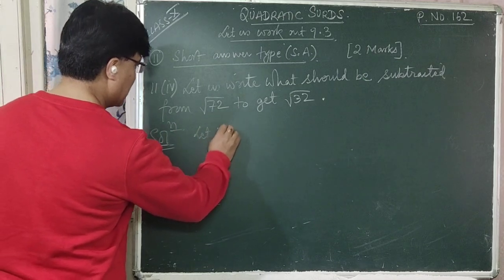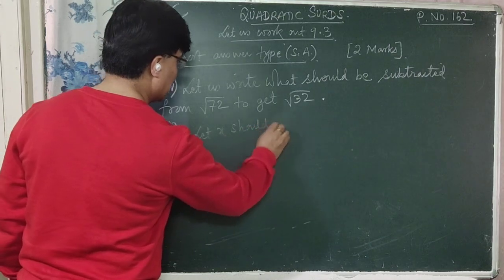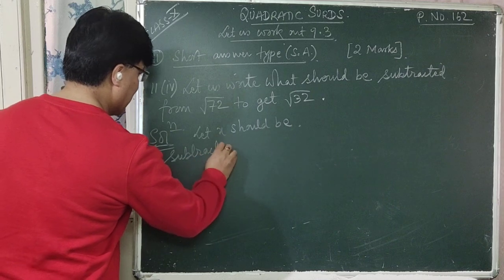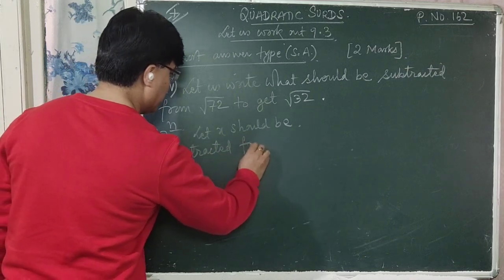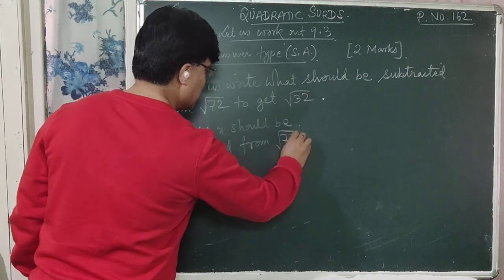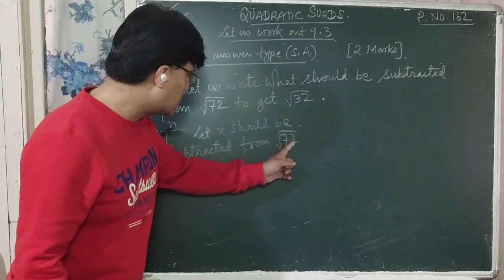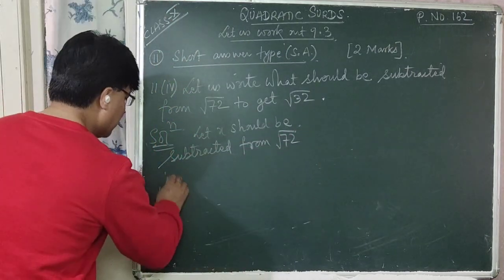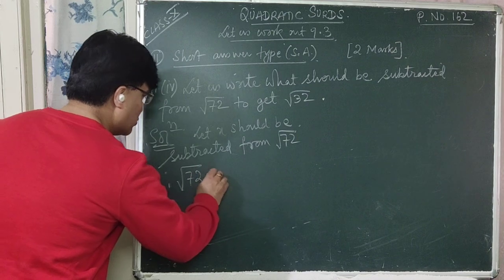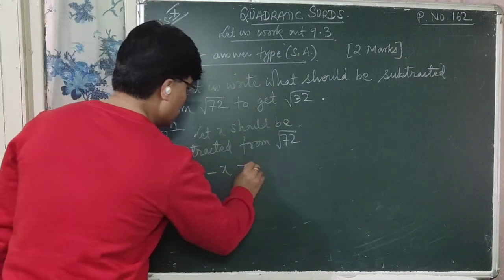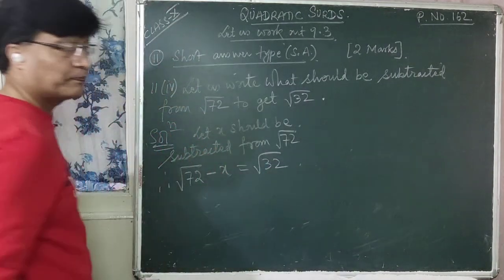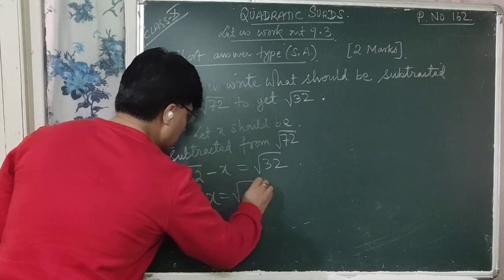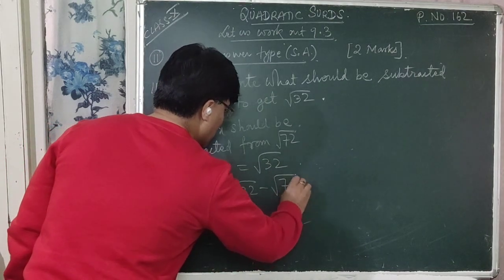Let x should be subtracted from root over 72. So root over 72 बाट हामी कति घटाउँदैछौं? x घटाउँदैछौं to get what? Root over 32. So I will write it as an equation. Root over 72 minus x is equal to root over 32. Right? Let us simplify it. Or minus x is equal to root over 32 minus root over 72.